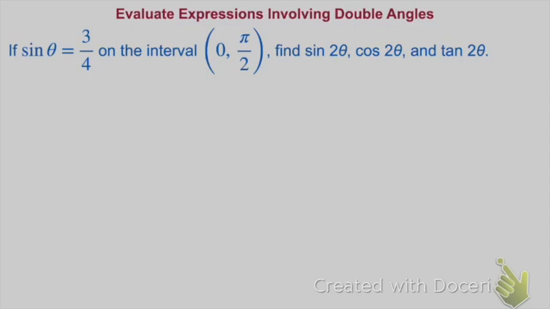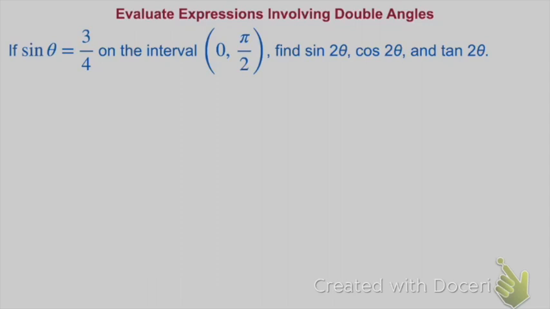We want to evaluate expressions involving double angles. If sine of theta is 3/4 on the interval from 0 to pi halves, find the sine of 2 theta, cosine of 2 theta, and tangent of 2 theta. What we end up doing is using that sine of theta is 3/4 to draw a triangle and then find our tangent and cosine functions. Then we'll use those to help find our double angles.